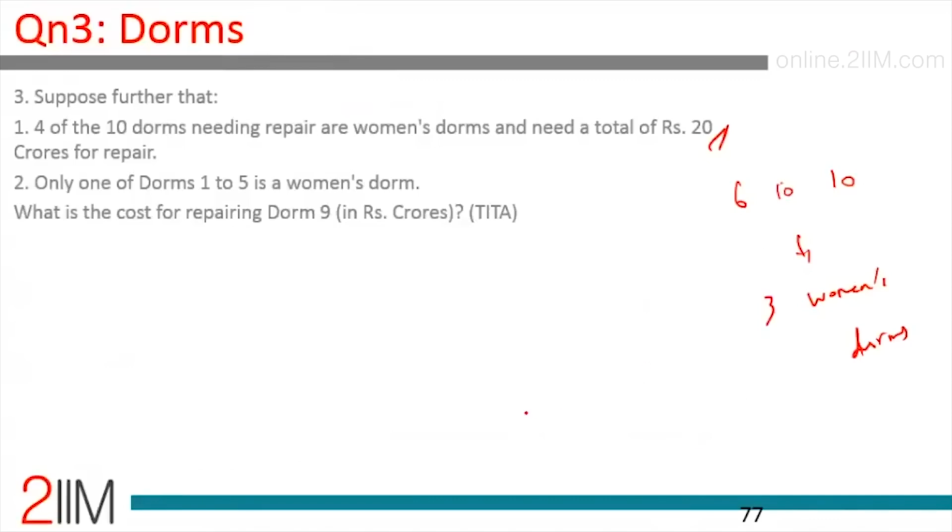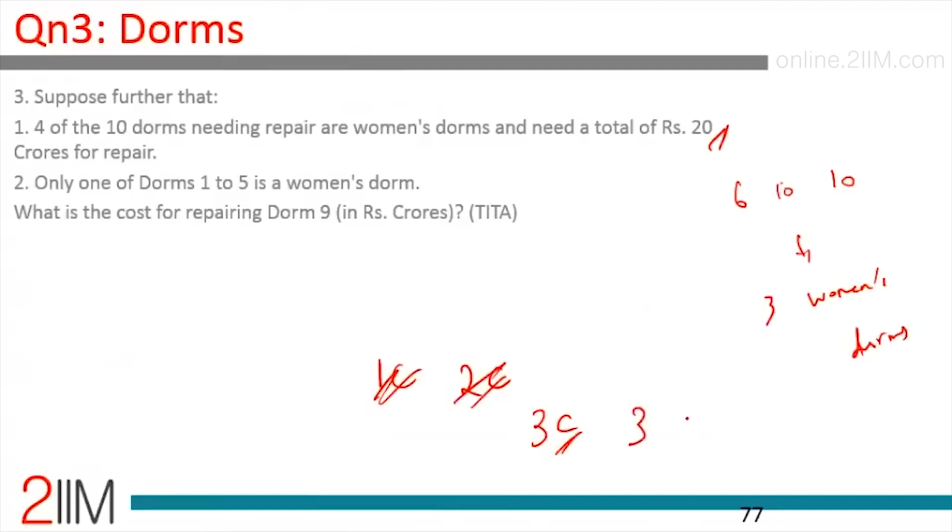Suppose you had a DOM costing 1 crore out of these 4. The remaining 3 should add up to 19. That's not possible. The maximum cost is 6. So out of the 4 women's DOMs, we cannot have anything costing 1 crore. We cannot have anything costing 2 crores either, because the other 3 would have to add up to 18. We don't have 3 sixes. We have only 2 six-crore DOMs possible. So the minimum cost of any women's DOM should be 3 crore.